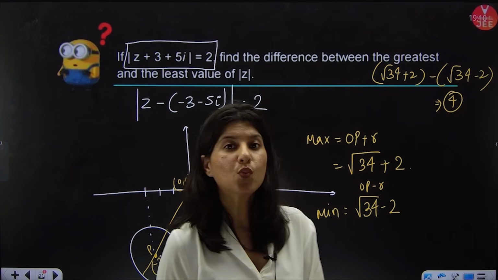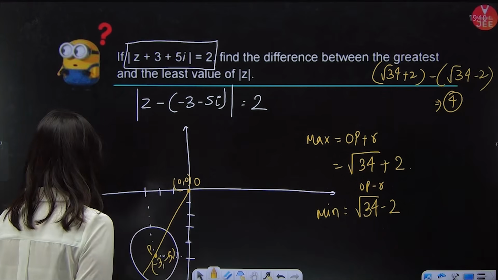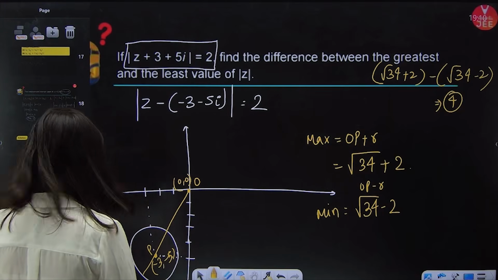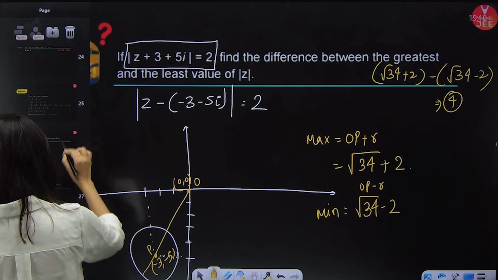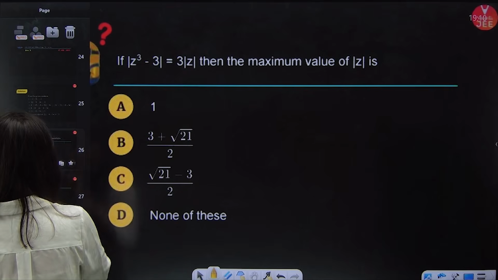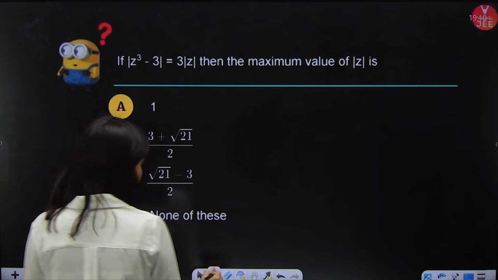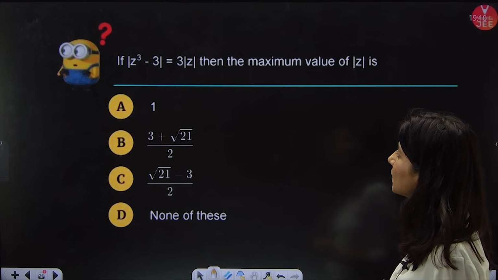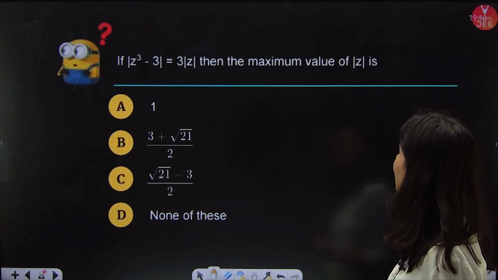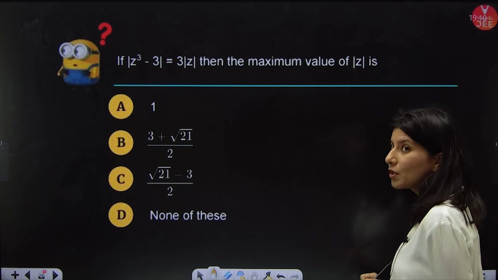Now let us do one last question of complex numbers from triangle inequality only. So here we have this question. Let us talk about this question. Mod of z cube minus 3 is equal to 3 mod z. Then the maximum value of mod z is equal to what?